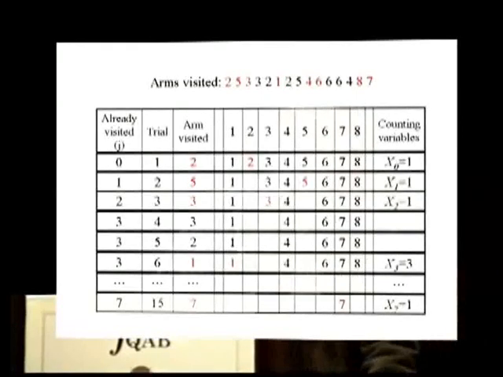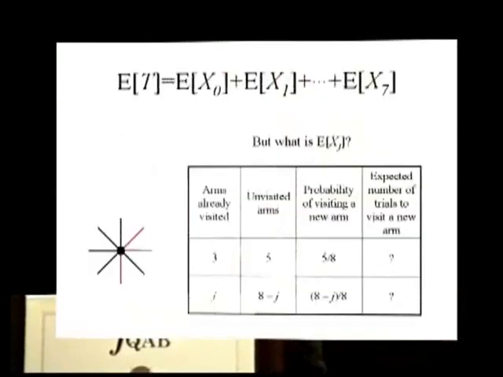I visit something new. Now, this means that if t, the total number of trials, is just the sum of x sub 0, x sub 1, up to x sub 7, the expected value is, applying that formula that we learned before, the sum of the expected values. But it seems that we're going backwards. I had the problem of finding the expected value of one variable. And now I have to find the expected value of 8 variables. So am I not making it more complex?